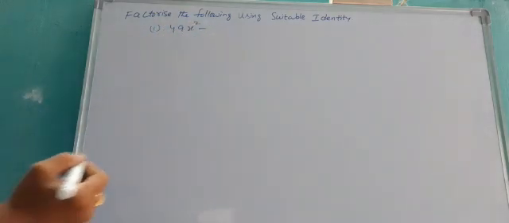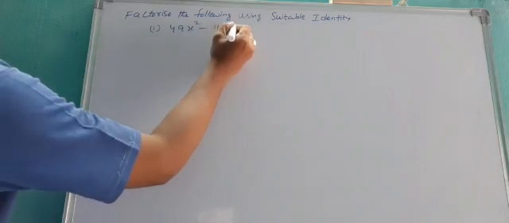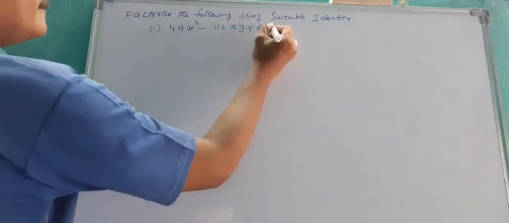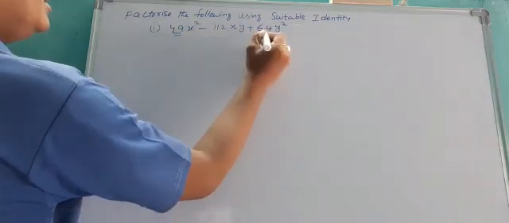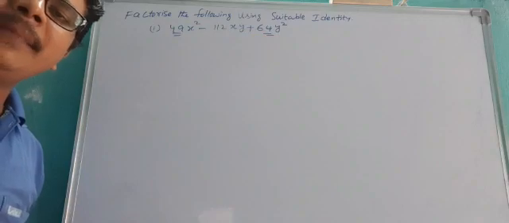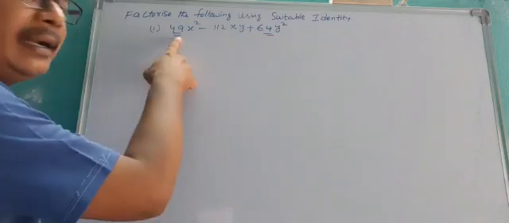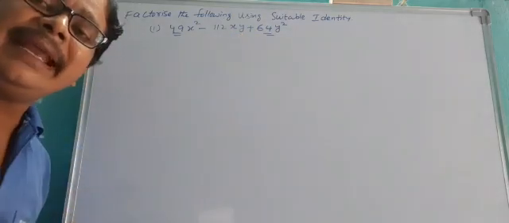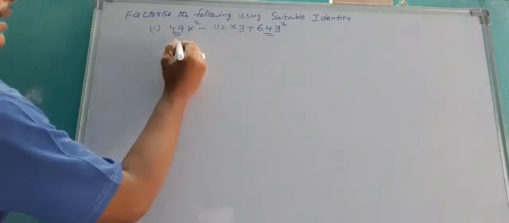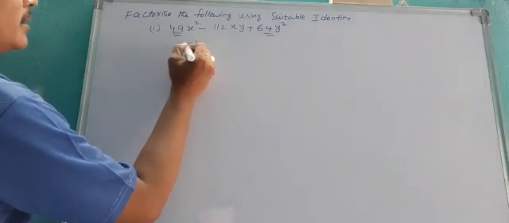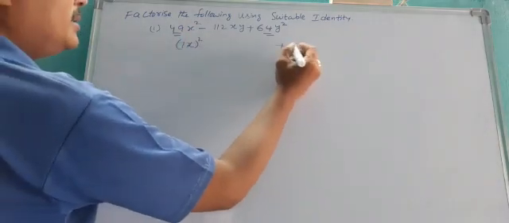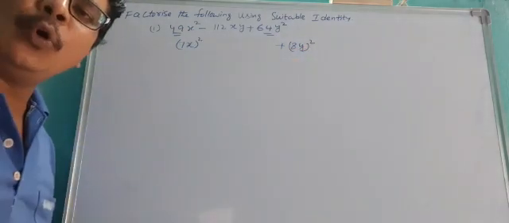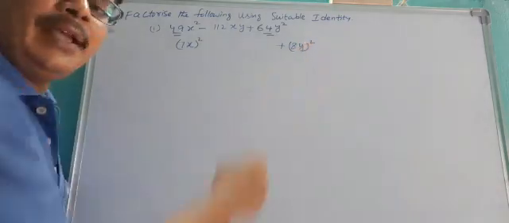49x square minus 112xy plus 64y square. Okay, so we observe the extremes. Are they perfect squares or not? Yes, 49 is a perfect square, 7 square, as well as 64 is also a perfect square, 8 square. So this can be written as (7x) whole square, and this can be expressed as (8y) whole square. 7x whole square and last one 8y whole square.